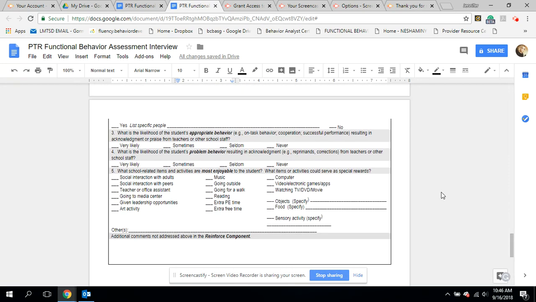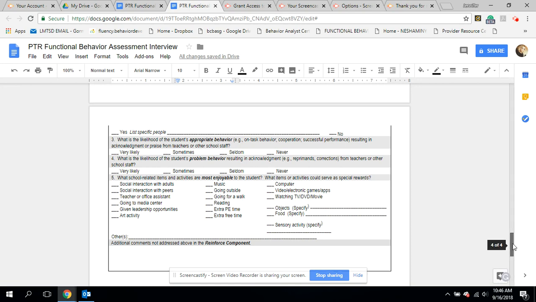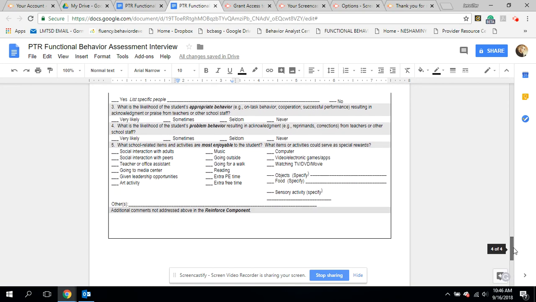Okay. And then down here, let's see, this part, what is the likelihood of students' problem behavior resulting in acknowledgement, reprimands, corrections from teachers or other school staff? So just let me know if they tend to be corrected often, just so I can have an idea. If it's happening frequently, are they doing these behaviors to seek that adult attention?